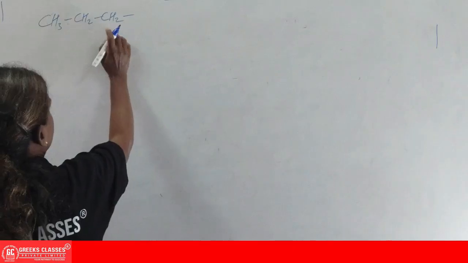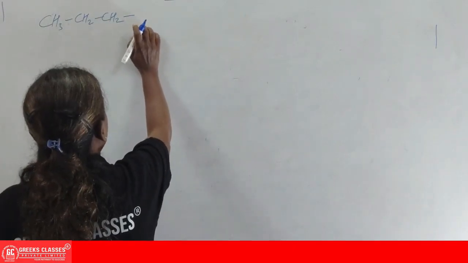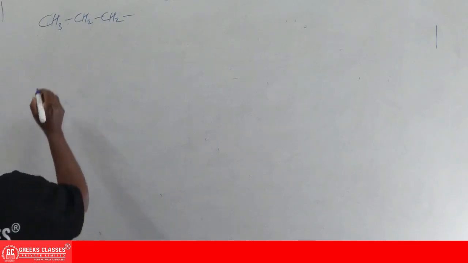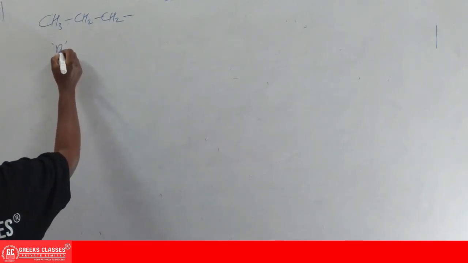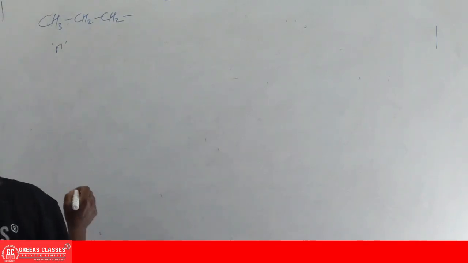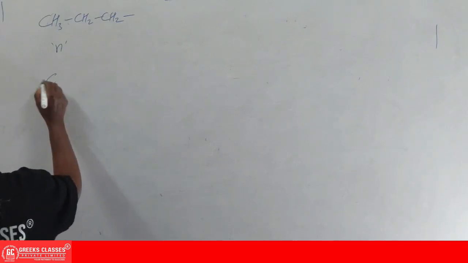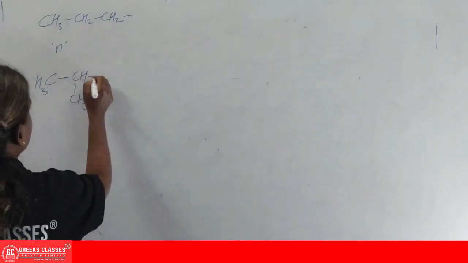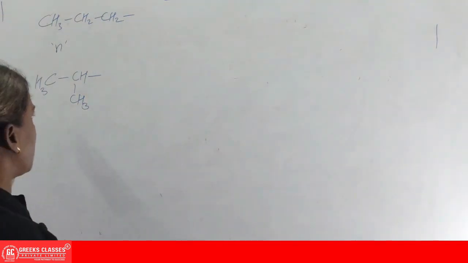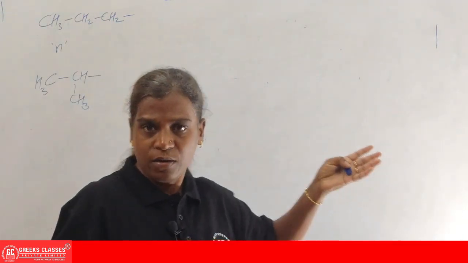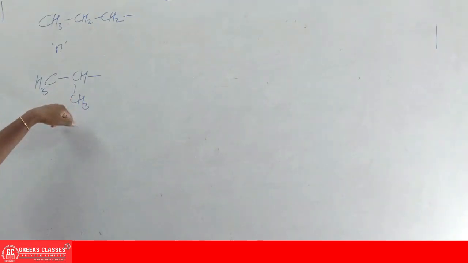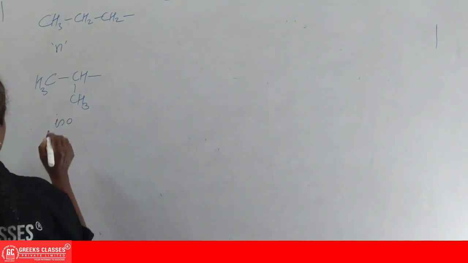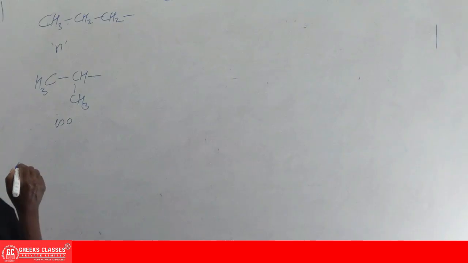There is a 3 carbon system and the last carbon is acting as a substituent. So we use the n prefix for such kind of substituent. And suppose if I have a substituent where the middle carbon is part of the longest chain, and it is having 3 carbons, then I would use the prefix iso.